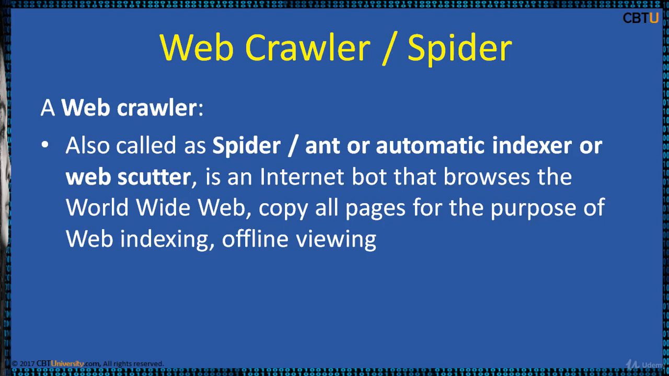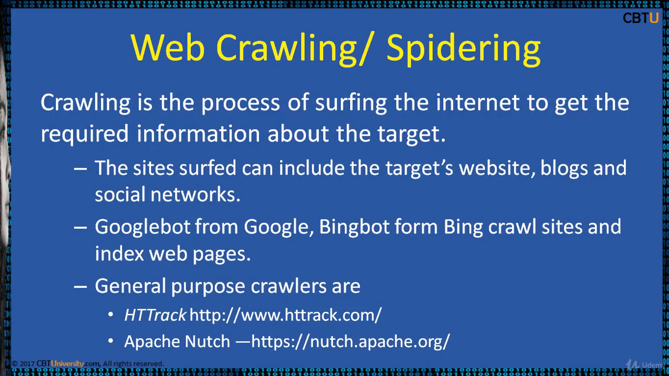Web crawlers copy or mirror a website for offline viewing, and they are preserved as snapshots. Further, crawling or spidering is the process of surfing the internet to get the required information about the target. The sites served can include the target's website, blogs, and social networks. The information obtained by this method will be useful in other reconnaissance methods as well. Googlebot from Google and Bingbot from Bing crawl the sites and index web pages. General purpose crawlers are HTTrack, Apache Nutch, and many more.